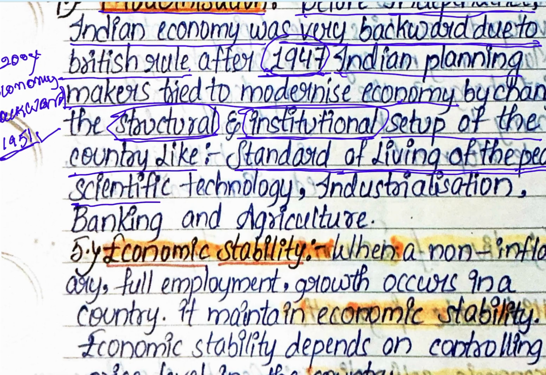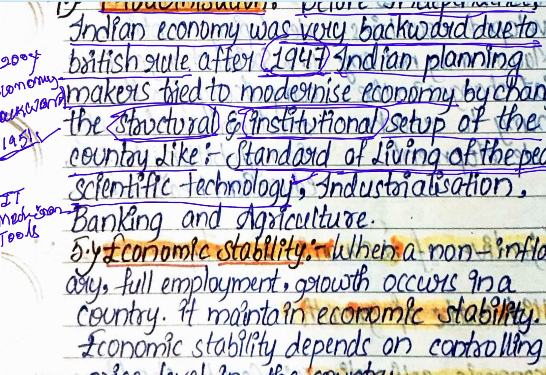And another important one, scientific technology. Before the independence, India was very backward. We have to use modern technology, and information technology also developed gradually after the independence, and good machinery and tools they are using, and proper productive techniques. So scientific technology is also changing in our country.